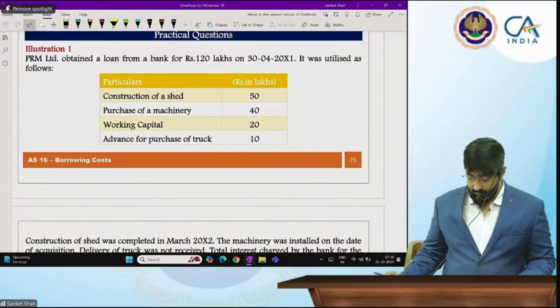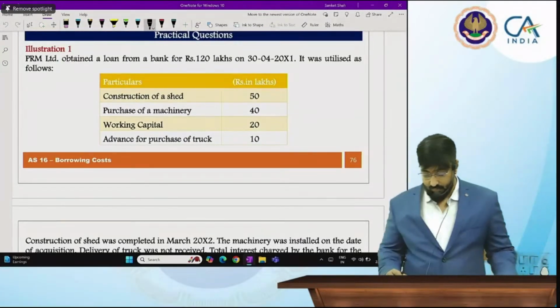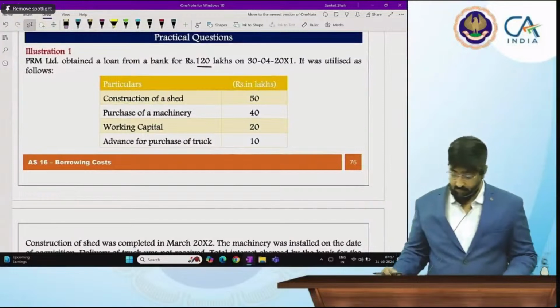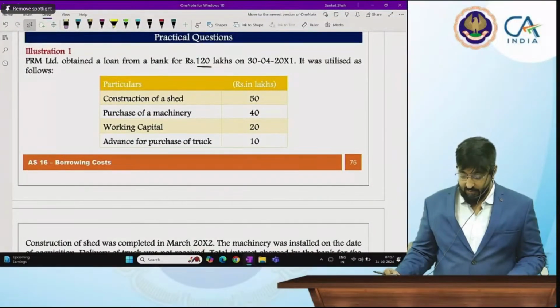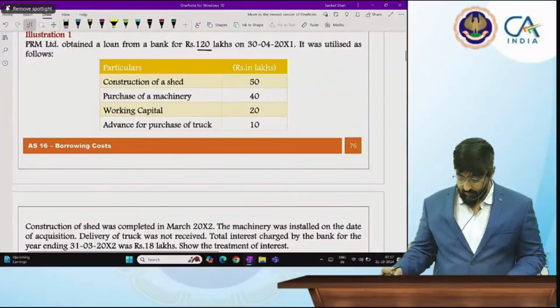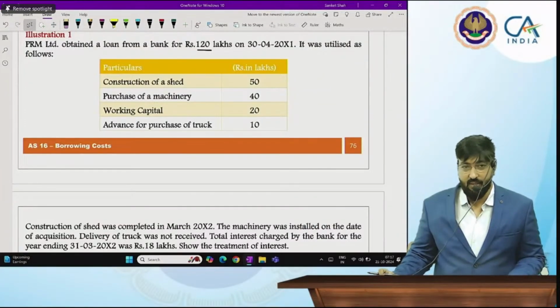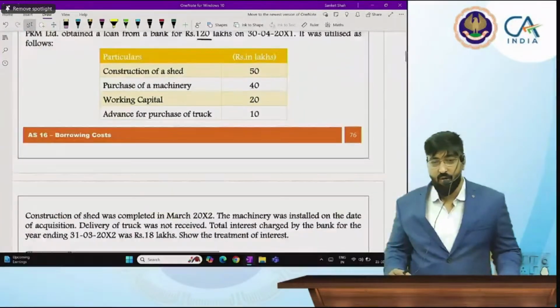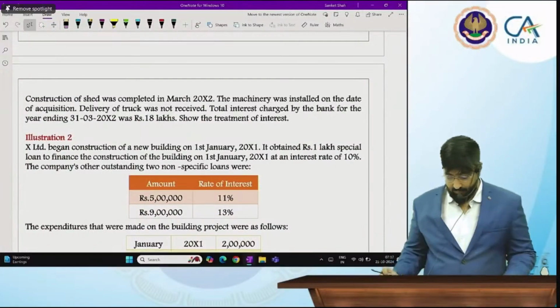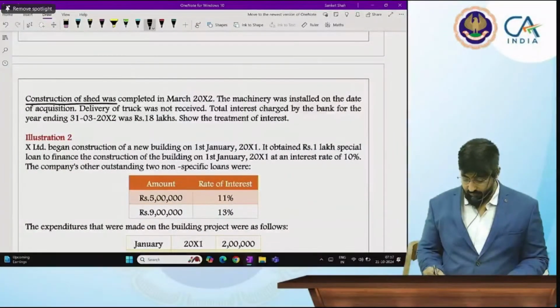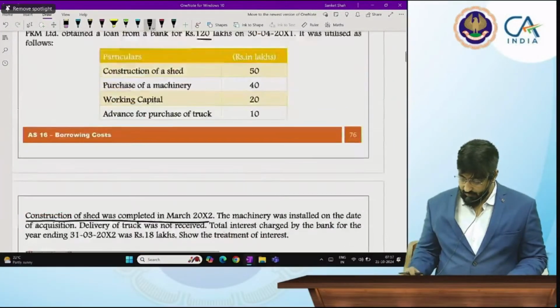FRM Limited obtained a loan from a bank for rupees 120 lakh on 3 April 2021. It was utilized as follows: particulars, read only particulars, not amounts: construction of a shed, purchase of machinery, working capital, and advance for purchase of trucks.